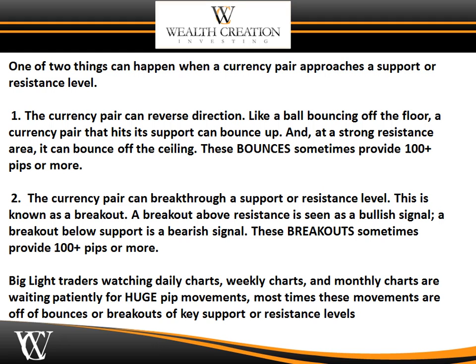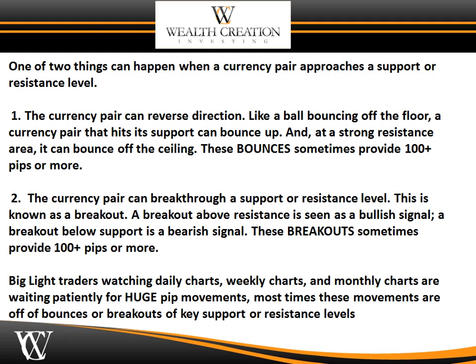One of two things can happen when a currency pair approaches a support or resistance level. The currency pair can reverse direction. It's like a ball bouncing off the floor. A currency pair that hits its support can bounce up, and at a strong resistance area, it can bounce off the ceiling. These bounces, if you understand certain areas, sometimes provide 100 plus pips or more.